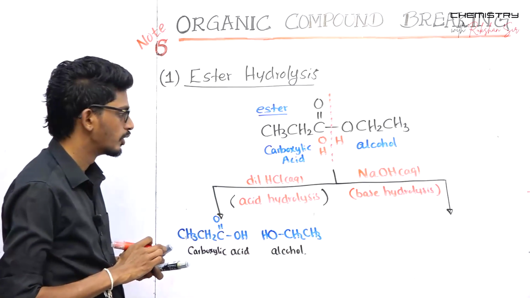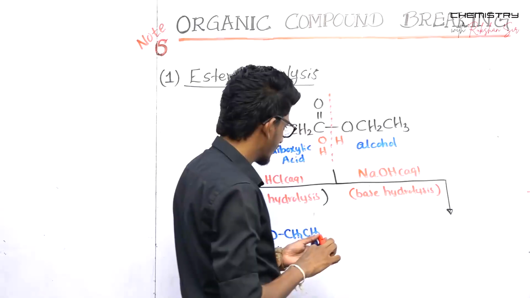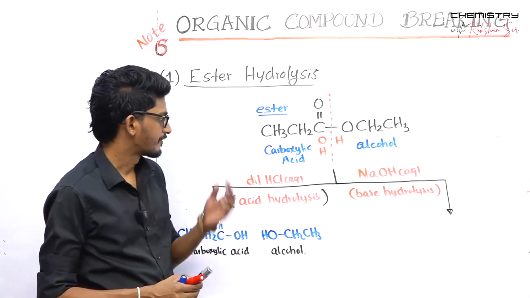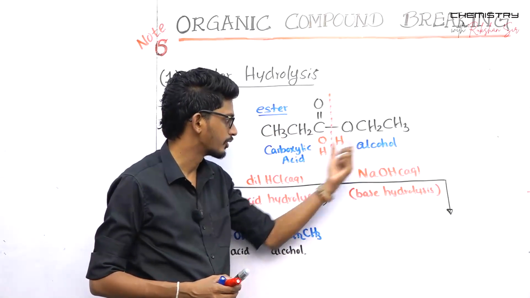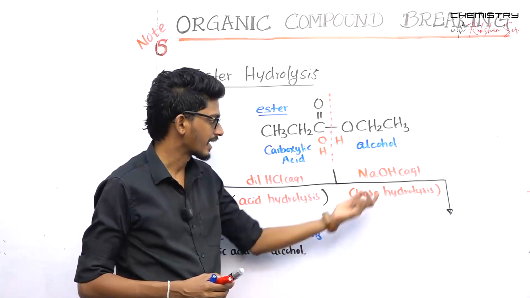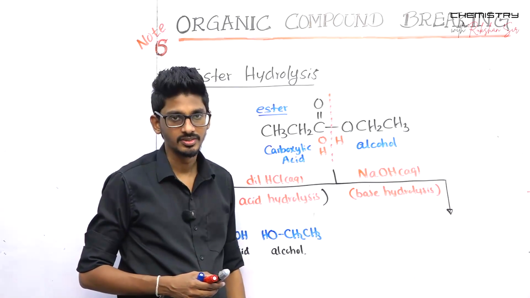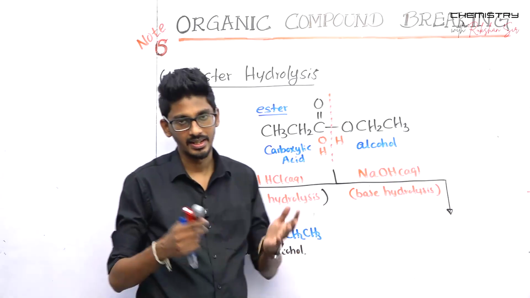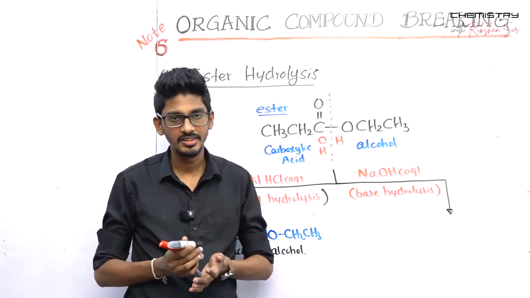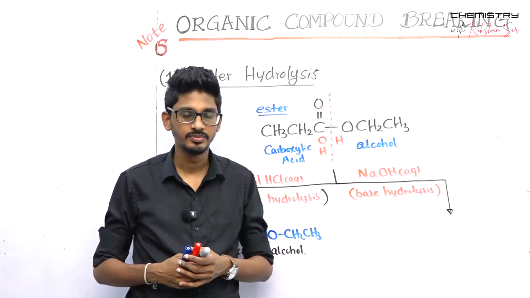If you do a base hydrolysis, let's see what will happen. So basically, after the formation of carboxylic acid and alcohol, the catalyst, the NaOH, will also remain in your reaction mixture. That is what catalysts do, no? Catalysts are involved in the reaction, but there is no net consumption of the catalyst, no?